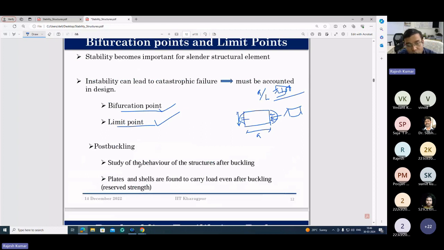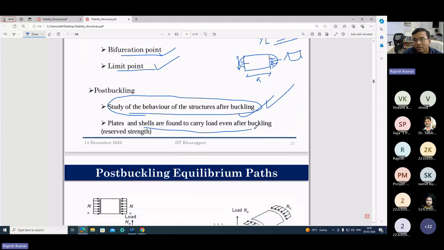Post buckling, you know, is the study of the behavior of the structure after buckling. Once it buckles, plates and shells still have reserve strength. Some structural members have reserve strength. Designers always want optimal designs, and for optimal designs you have to know the reserve strength, when exactly we utilize that material capacity after buckling also. That's why we have to analyze the structures even after buckling, which is known as post buckling. Plates and shells can carry load even after buckling, which is known as reserve strength.